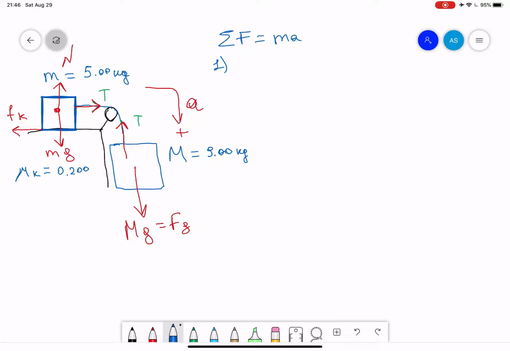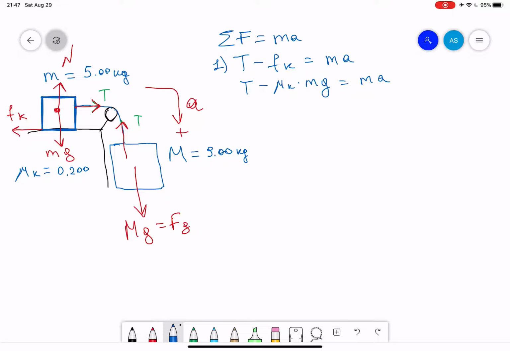Now we're going to write down the equation for the small box. Whatever is pointing to the right will be positive, as we already defined the direction of the acceleration. So the sum of the forces is tension minus kinetic friction, equal to ma. This kinetic friction is equal to the coefficient of kinetic friction multiplied by mg.